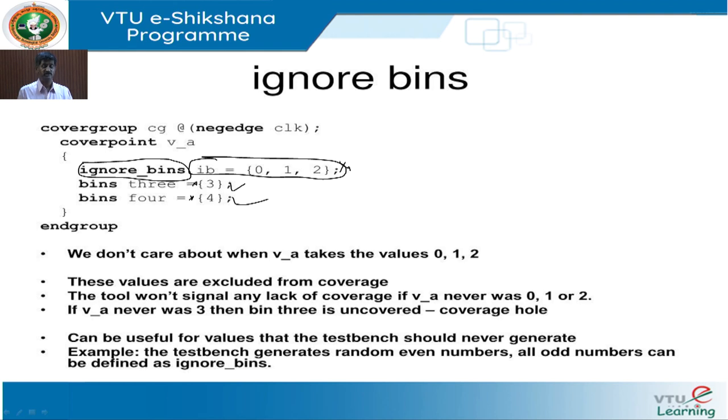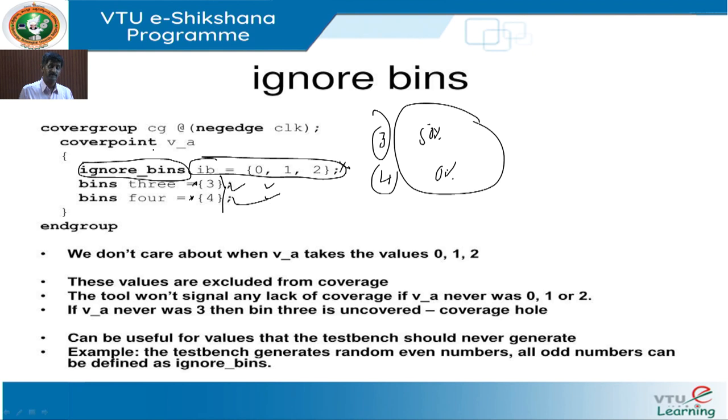So, what is the coverage value? You need to cover only these two. If 3 is not covered, you have only a 50% coverage. If 4 is also not covered, then you have a 0% coverage. If you cover both 3 and 4, so your VA occurred with the values of 3 and 4, then you have a 100% coverage. That's how we are considering coverage. This can be useful for the values that the test bench should never generate.